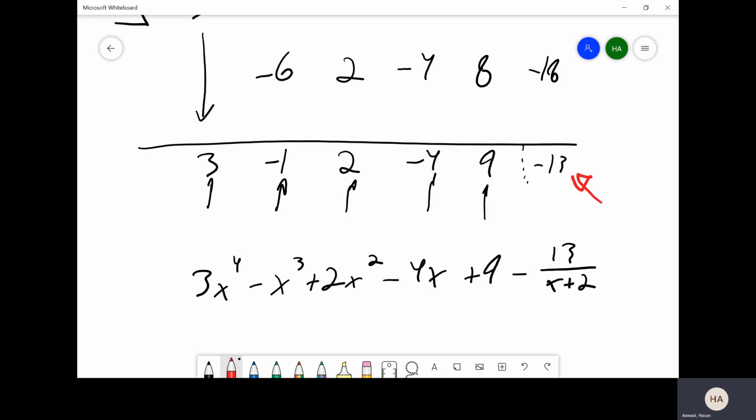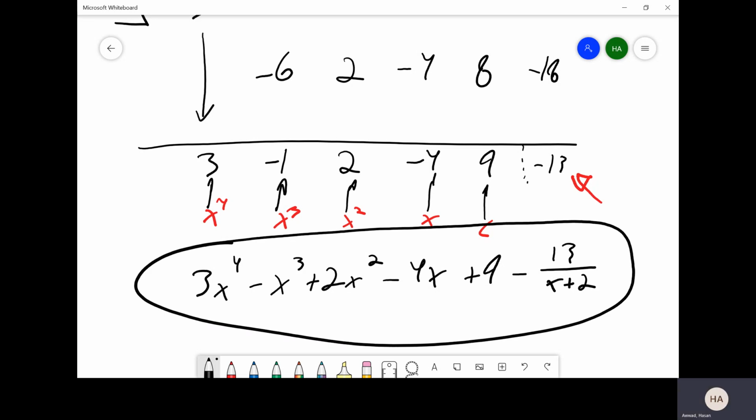So if it helps you, feel free to draw little arrows like mine and just make it make sense to you, right? So you could just say that I'm going to put a c here because this is a constant. This is going to be my x squared, my x cubed, my x to the fourth, and then just write everything all out like I just did here. And this is going to be your final answer.